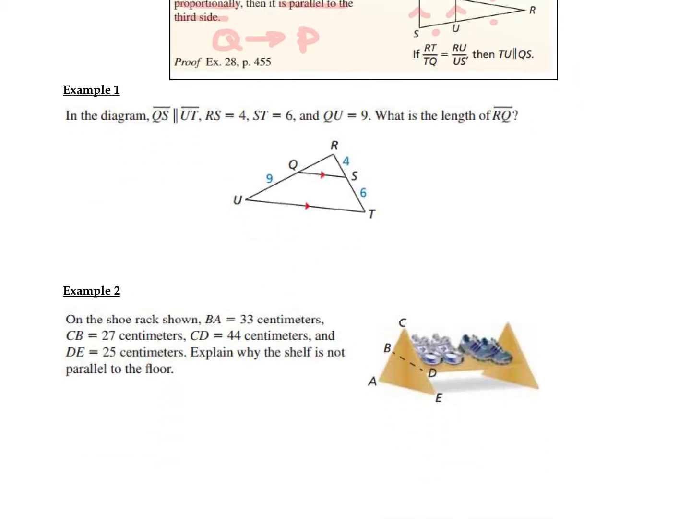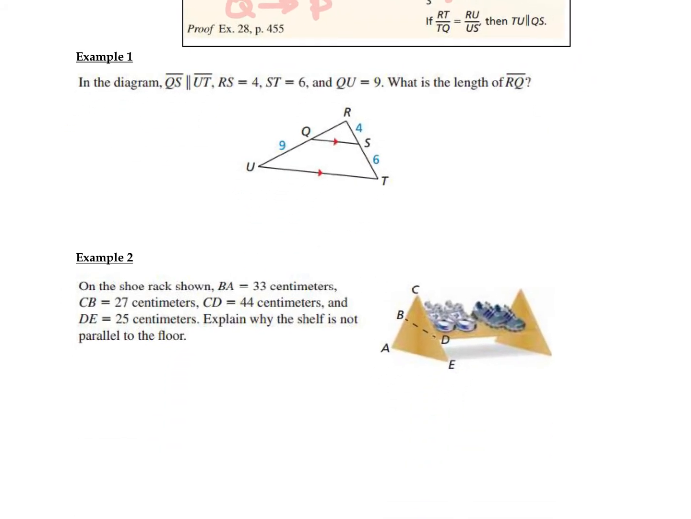Okay, so with proportions, let's see. In this diagram, QS is parallel. You can see these are marked here. QS is parallel to UT. ST is 6. QU is 9. We can see here that RS is 4, and then we'll make this one our X. So what is the length of RQ?